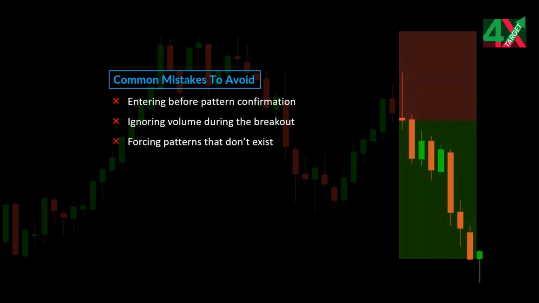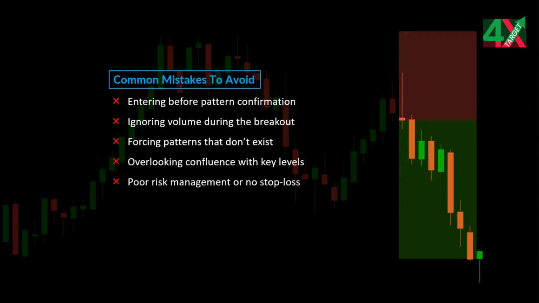Traders also tend to force patterns where none exist, misinterpreting normal price fluctuations as pattern formations. It's equally important not to rely on a single pattern in isolation. Always look for confluence with support and resistance levels, candlestick signals, or higher time frame trends. Lastly, poor risk management, such as oversized positions or neglecting stop-loss placement, can turn a good setup into a costly trade. Avoiding these mistakes can greatly improve your consistency and confidence in trading reversal patterns.